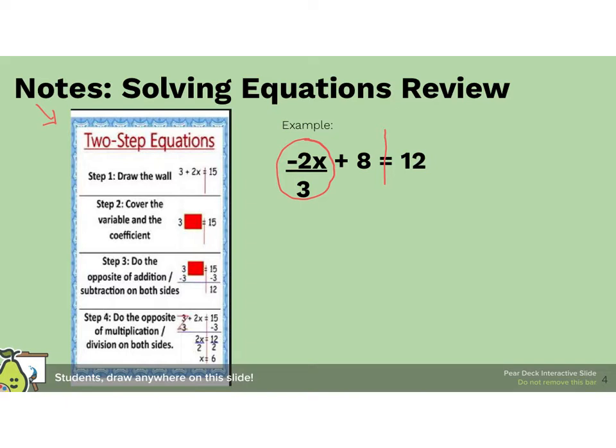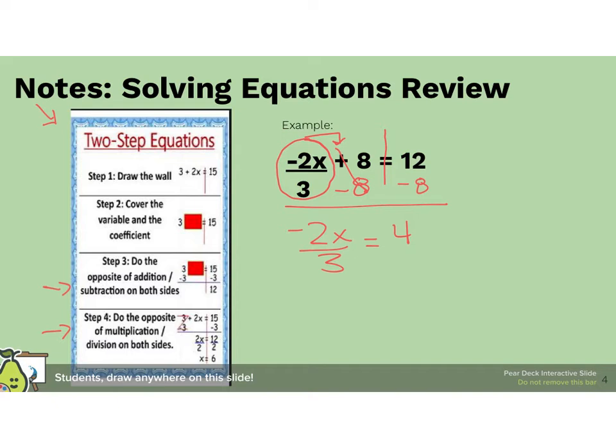Now, I need to get rid of what's outside of the bubble, which is the plus 8. So I'm here on step 3. I'm going to do the opposite of addition, and I'm going to subtract 8 from the 8 and from the 12. I'm going to do that on both sides. Now I am left with the 2x divided by 3, and then 12 minus 8 is 4.